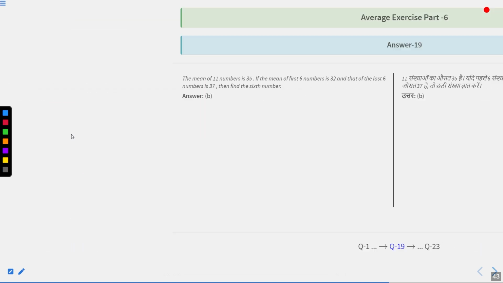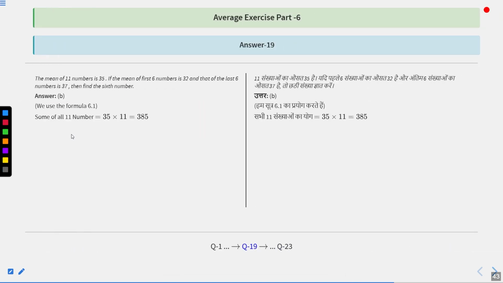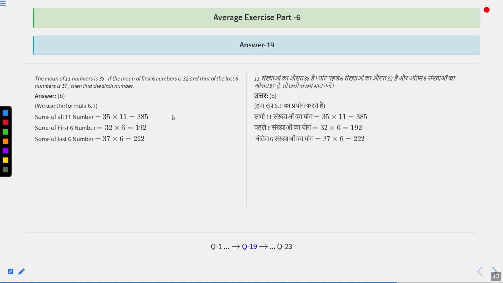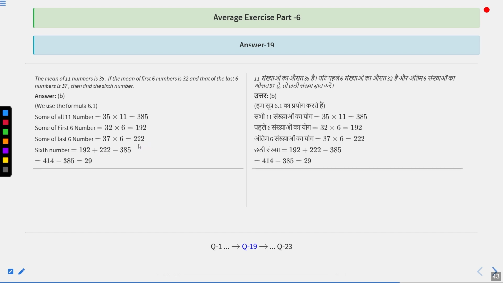Now time's up. Let's see the solution. We use formula 6.1. Sum of all 11 numbers. It is given that the mean, which means average, so what will be the sum of 11 numbers? 11 into 35, it becomes 385. And it is also given that the mean of the first 6 numbers is 32. So the sum of the first 6 numbers is 192. The last 6 numbers' average is 37, so the sum of the last 6 numbers will become 222. So what will be the sixth number? It will be 192 plus 222 minus 385. So we get the sixth number, which is 29. So B, 29, is the correct answer.